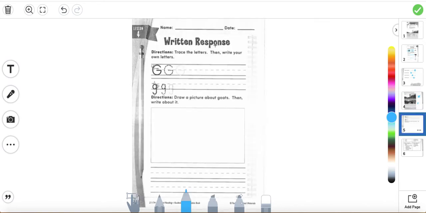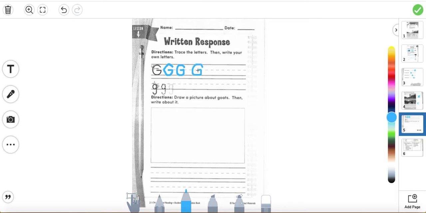Written response. Trace the letters, then write your own letters. What letter is this? G. This is a capital G. So you want to start at the top, go all around here, going down, then you go back up to the middle, and then go in. Go ahead and trace it again. Starting at the top, go down, then go in. Go ahead and trace it 3 more times.